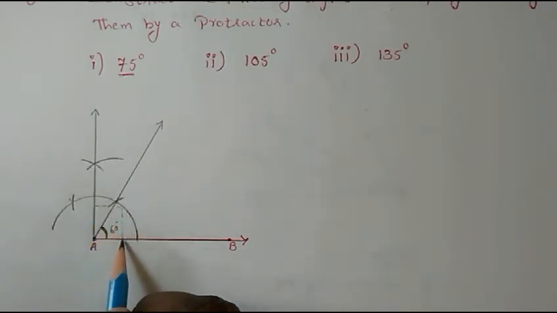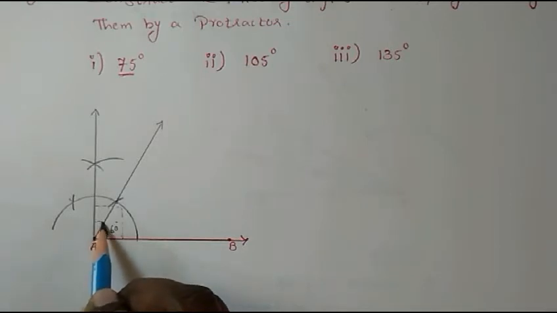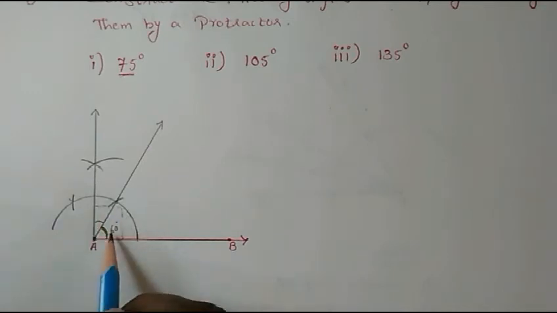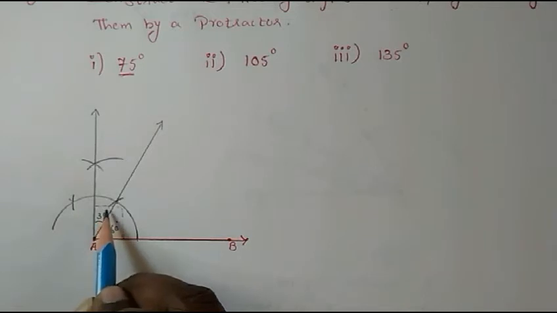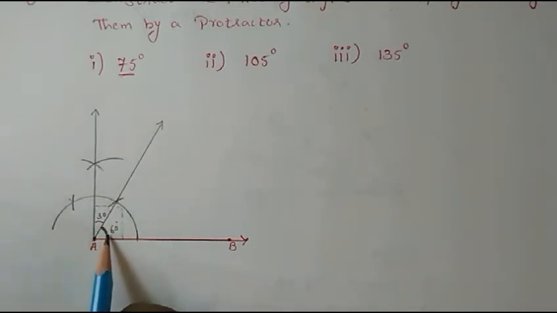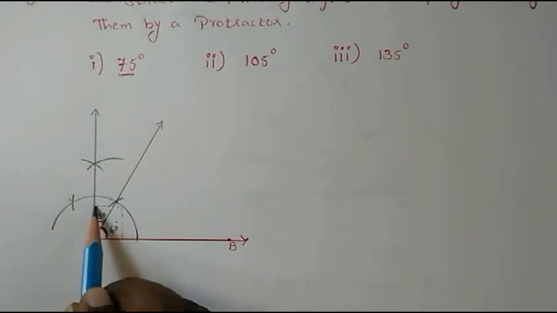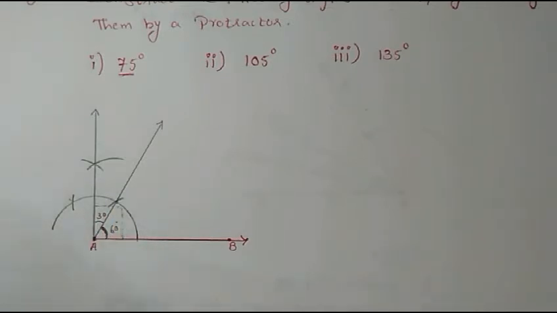So the whole thing is 90 degree, but this much is 60, means the remaining one, how much will this be? From 90, you minus 60, then we will get 30. So you see, this much is 60 means this is 30, right? So 60 plus 30 will give us 90 degree.